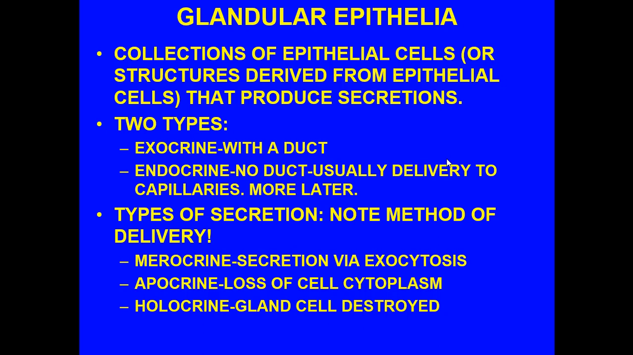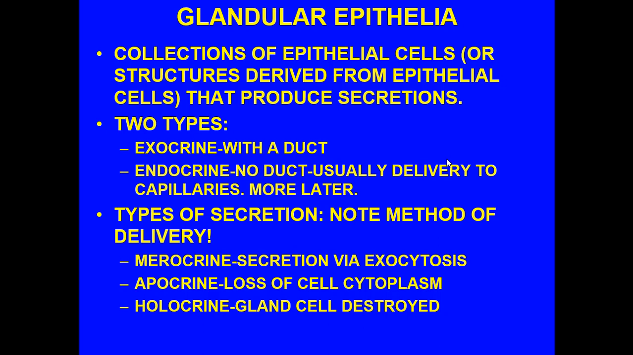Now we need to talk about also types of secretion. This is a method of delivery. Now, you might think to yourself, oh, it's just all exocytosis. Oh, no. Different secretions occur using different mechanisms. Merocrine is basically your secretion via exocytosis. So you have these substances in vesicles. The vesicles will fuse with the apical side of the cell membrane and release their contents outwards.